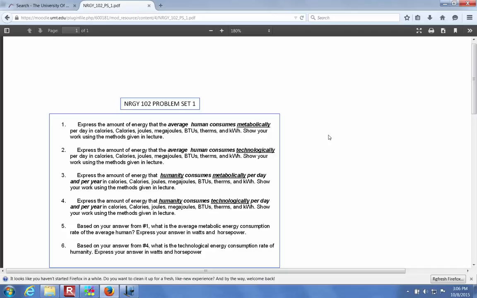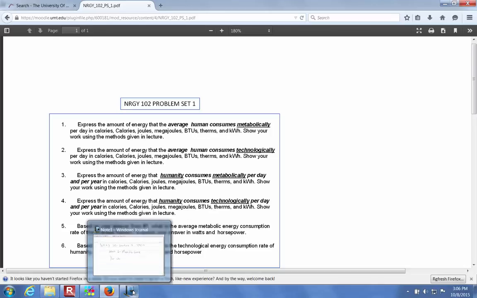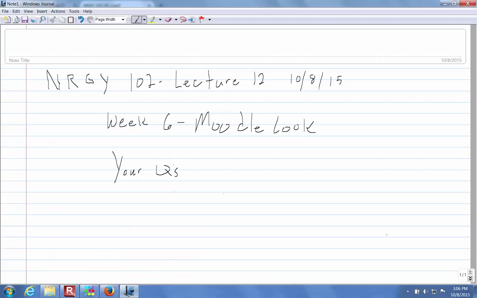Okay, there's some key terms there. Per day in calories, little c, calories are the big guy, big C, remember the difference? Joules, megajoules, BTUs, therms, and kilowatt hours. Show your work using the methods given in lecture. So, one tip in how to do this is to make a table, and I'll go there just momentarily. It's not really a part of the solution.